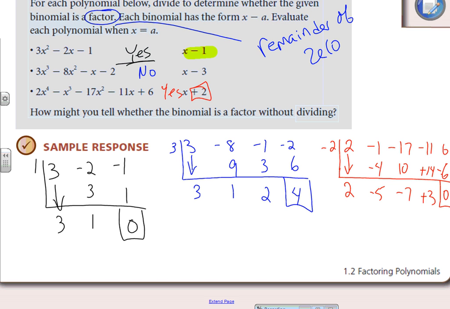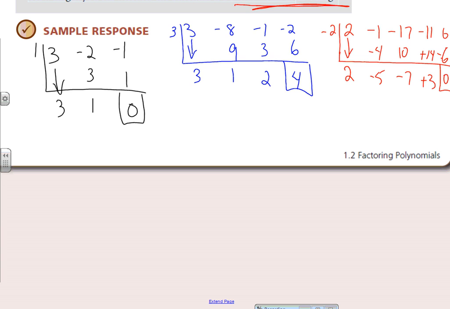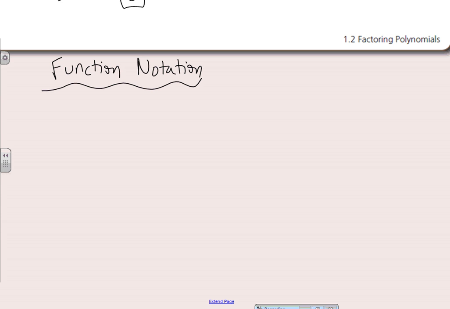But we've got another way that we can do this. How can we do it without having to go through the whole process of dividing? Well, in walks our function notation. In function notation, we're saying things like f at 2. What is the value of the function at an x of 2? The same thing is going to happen here.